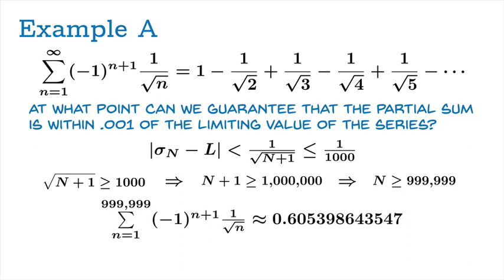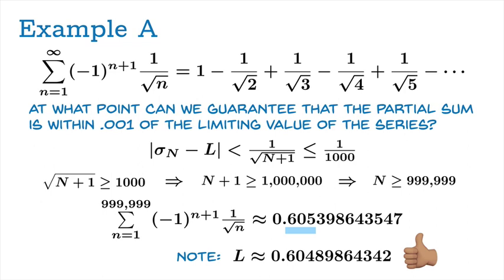Now this again is something you can do on Desmos. Here's your 999,999th partial sum. And the theory tells us, based on our choice of n, that this should be accurate to the nearest 0.001. Now, I went on to Wolfram Alpha and asked it to evaluate the infinite series, and it gave me the limiting value was about equal to 0.60489. The partial sum we calculated is in fact within 0.001 of the actual value of the series.